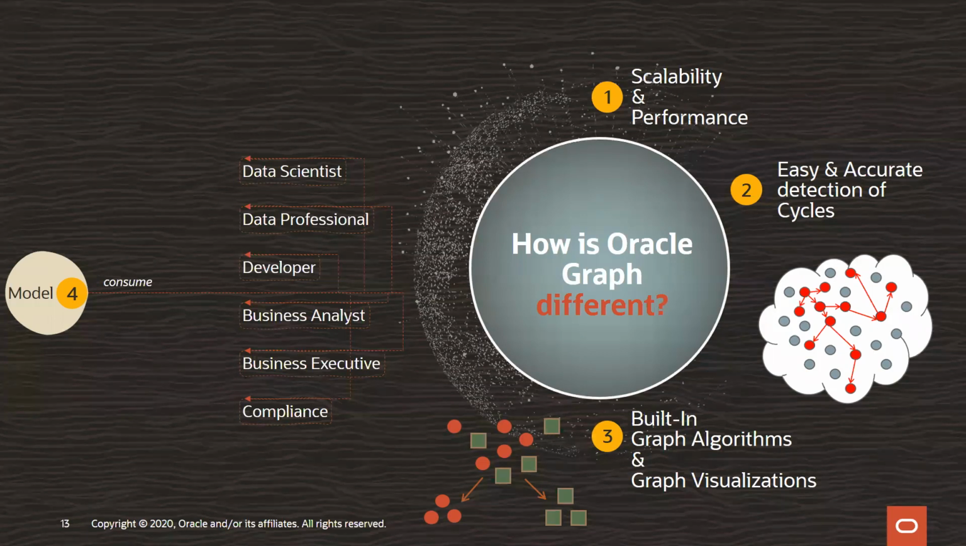The last point is on the model consumption. Because of the connectivity between the database as a source to the in-memory graph model, every business insight can be generated between the data scientist or a data professional, the developer, the business analyst, and the business executive. So the whole platform can be leveraged by different analytical firms within the organization and can be consumed directly with the help of different tools within the Oracle graph.